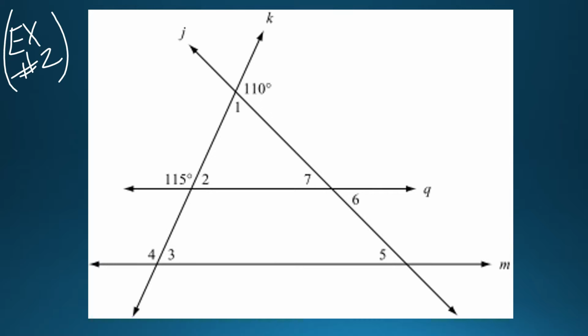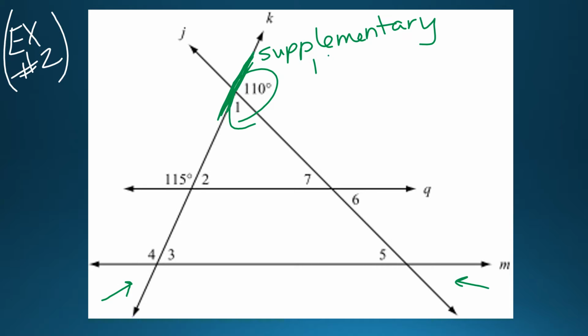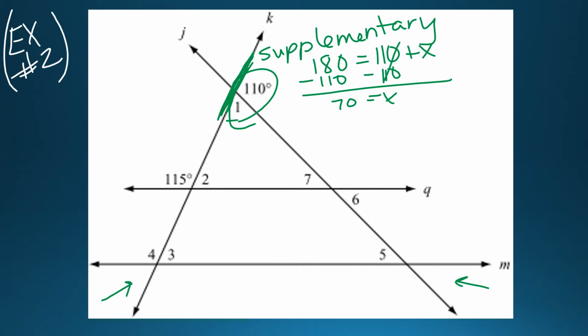What do we notice? We can't really start with 4 and 3 or anything down here because you just don't know much about it. But look right here. What do you know about 1, 10, and 1? Notice how those make a straight line right here. See how that's a straight line? And remember, if it's a straight line, those are called supplementary. Remember, supplementary means that they add up to 180. So I know that 180 is always equal to 110 plus whatever that angle is. If I subtract 110, that tells me that angle 1 has to be 70 degrees.